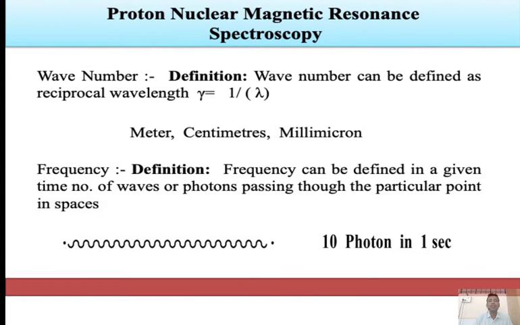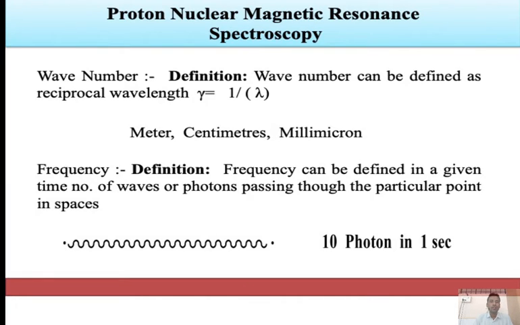Okay, wave number. Wave number is very simple. It can be defined as the reciprocal of wavelength, which is 1 by lambda. We call that the wave number, and again it is measured in meters, centimeters and millimicrons. 1 by lambda is the wave number, the reciprocal of wavelength.